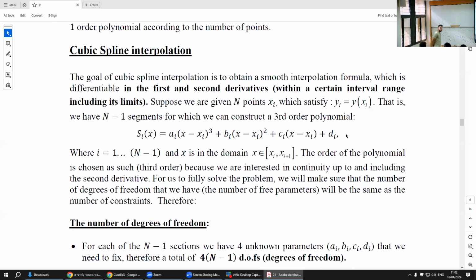So we have another 2 conditions that we have to impose in order to have a solution. And that condition will be something that we know or we assume. For example, if physically we know that the derivative of the function at the endpoints is 0, we impose them. We say that S1' at this point is 0, and S(n-1)' at this point is 0.